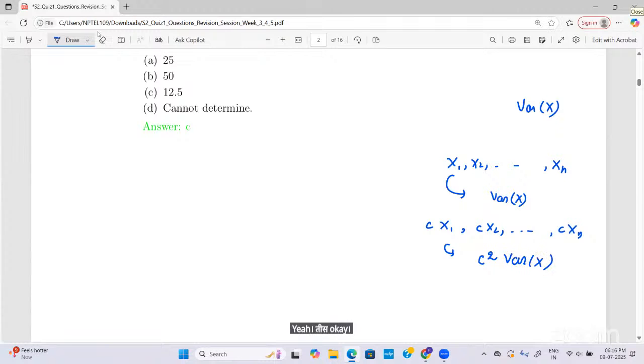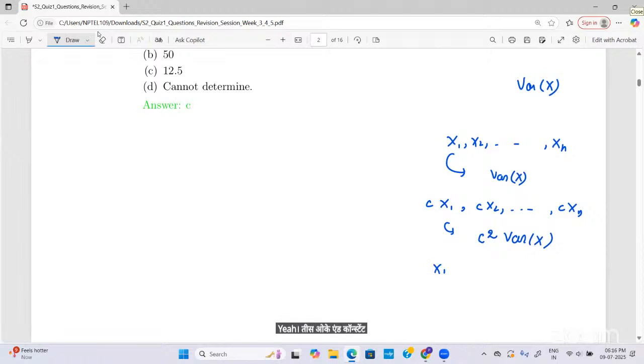And if we are adding a constant to each x1, the variance will be the same, no change. So in that case, the variance will be the old one only. Okay, so keep these things in mind.